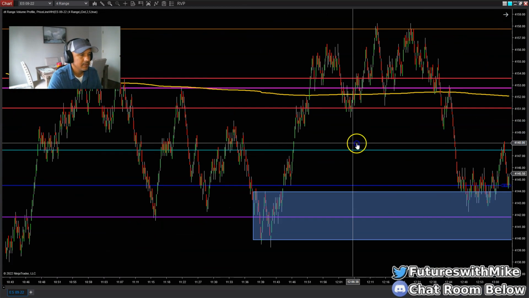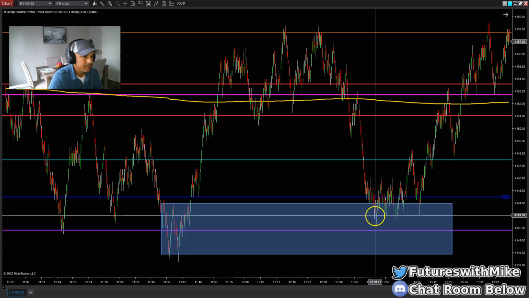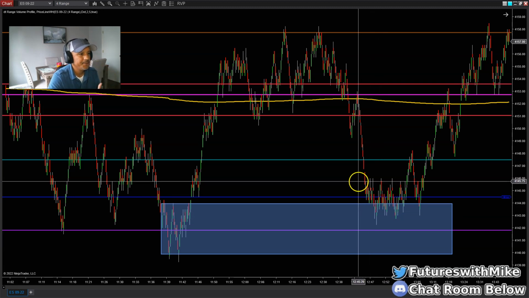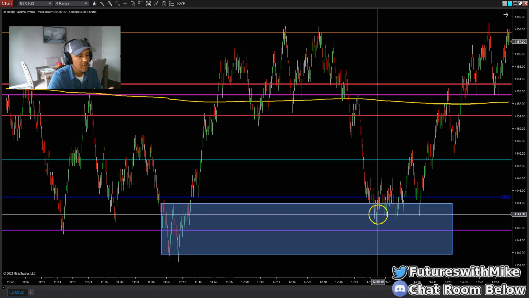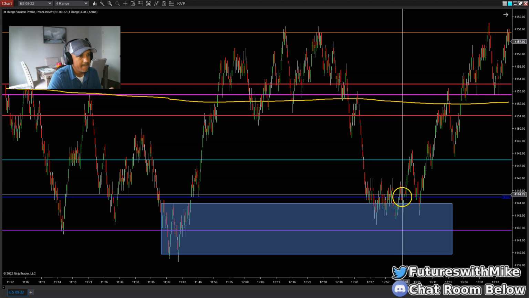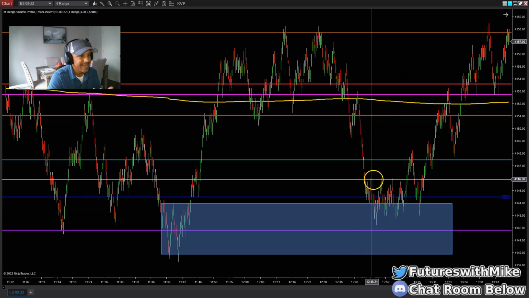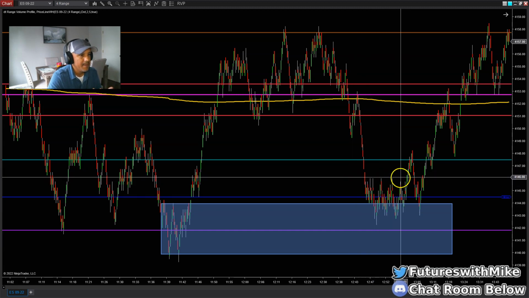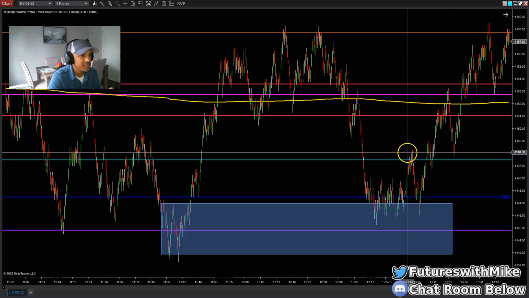Confirmation for rejection right here, okay? Now, I'm looking for a structure break to the upside, or at least price to show me that it's rejecting with like a W formation or something like that. Price pushed down, pull back, made a low here, turns back around, boom, breaks up, pulls back, breaks higher, taking out resistance right here.